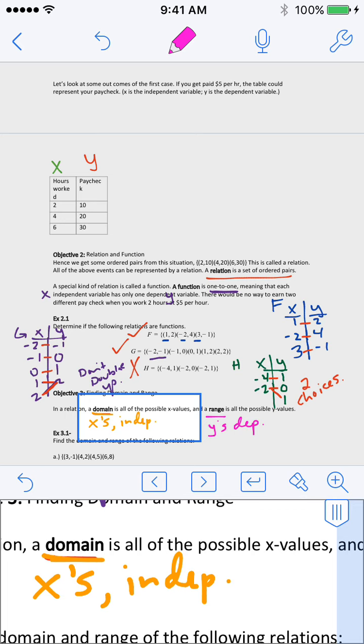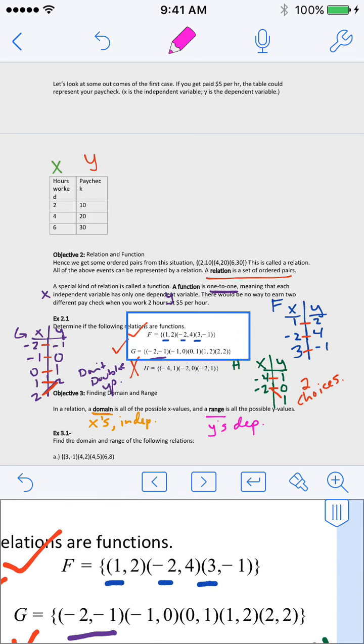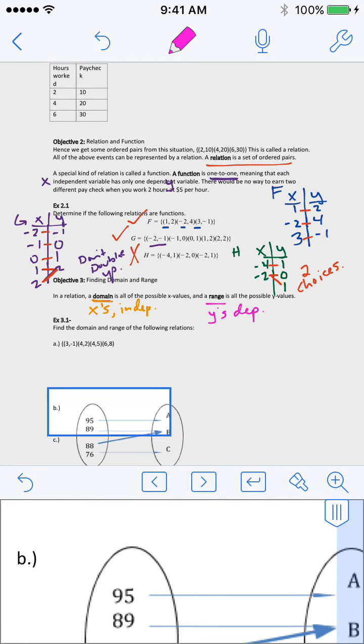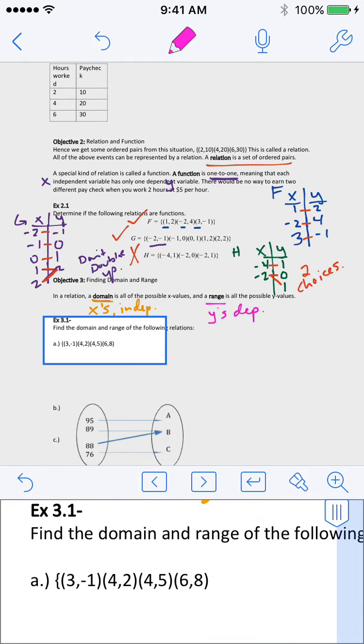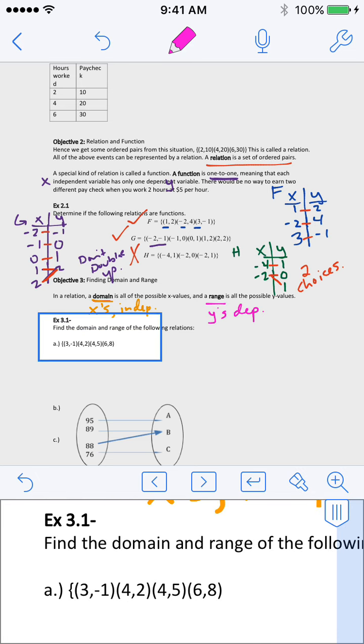Now, the only problem with this is when I say think of your x's, I mean every possible x value. So here in the relations up here, there were only a few x values, right? And that's okay. Sometimes, though, with equations, they get a little bigger. But let's practice with domain and range here in this example first, and then we're going to decide if this is a function or not.